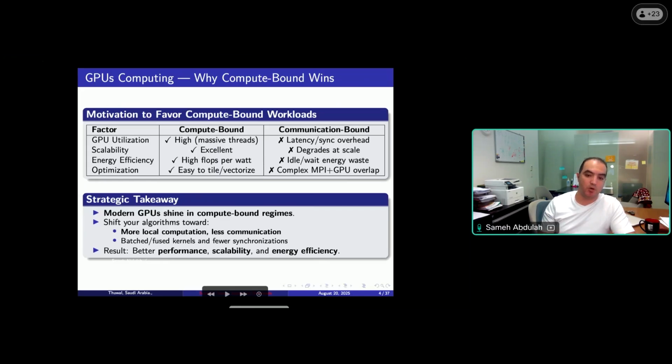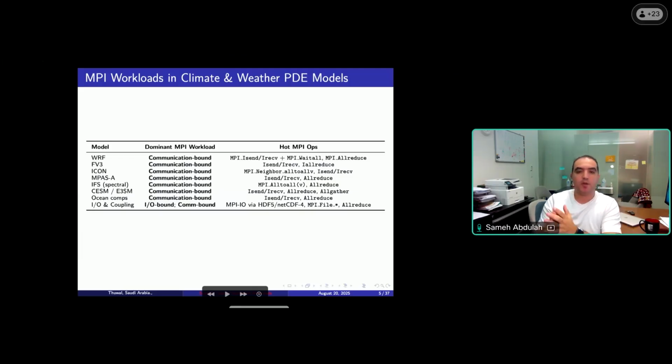At the same time, if your application is a little bit communication bound, you have a problem here, because you are not gaining a lot from your GPU. You are sending and receiving over the network. The GPU needs to wait. Also, this reduces the scalability, and also wastes energy by having those processing units not doing anything and just waiting for sending and receiving data. So bottom line, what we need here is GPUs. The current GPUs shine when you have a compute bound application.